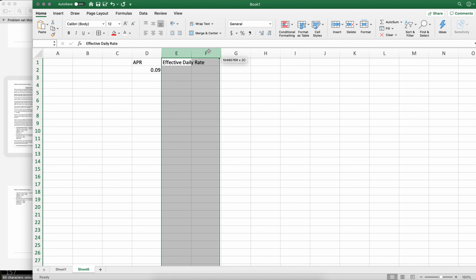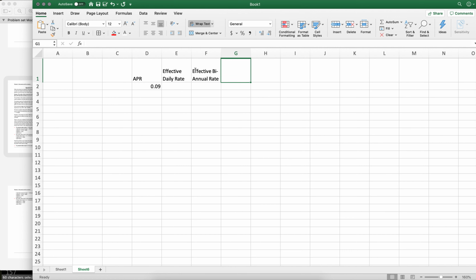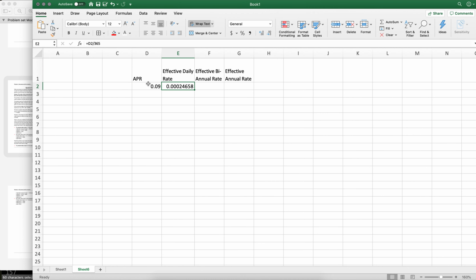And since I've done this problem twice now, I'm going to go ahead and write in effective biannual rate and effective annual rate, and I'm going to wrap this text too. Okay, the effective daily rate is going to be that divided by 365, and we are going to forget that APR ever existed because now we have the effective annual rate.